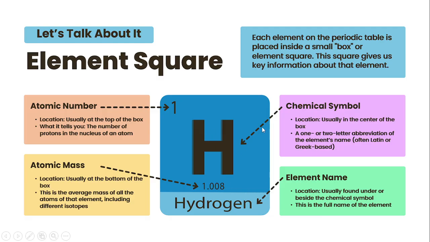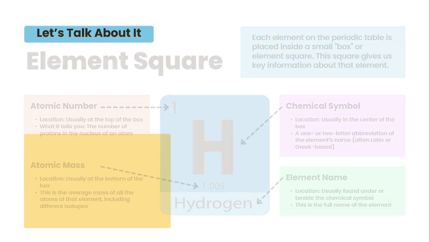And we have the chemical symbol. It can be a one or two letter abbreviation of the element's name or Latin name. And we have the name of the element, usually found under the chemical symbol. It is the full name of the element. Each element on the periodic table is placed inside a small box called an element square. This square gives us key information about that element: the atomic number, the atomic mass, the chemical symbol and the element name.